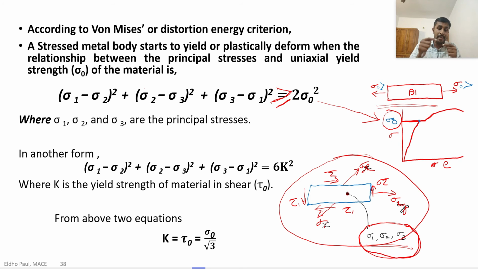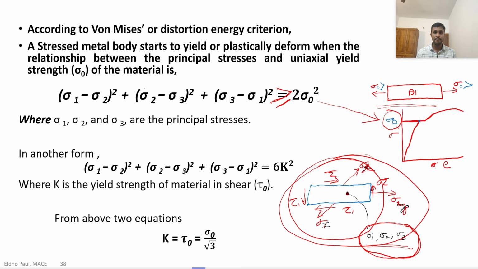And if that left side value of the equation is greater than 2 into the square of the yield strength of the material in the uniaxial tensile test, then we can say this object in the complex loading condition will plastically deform.